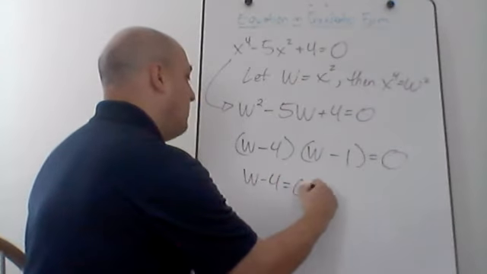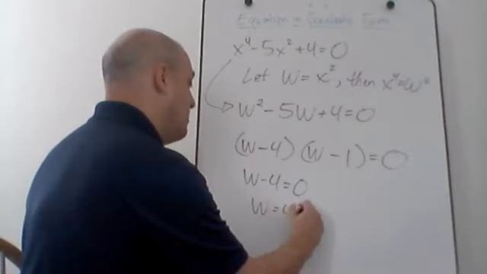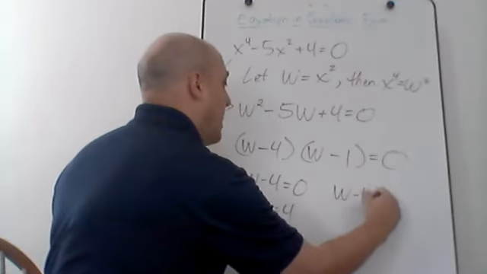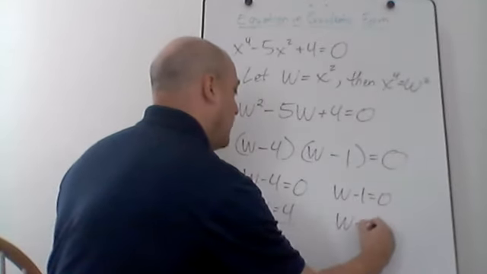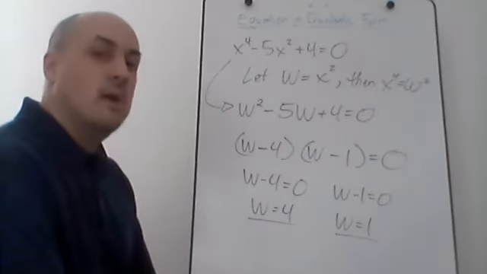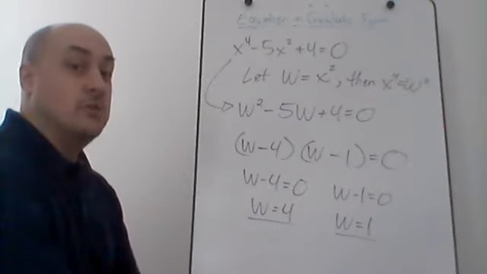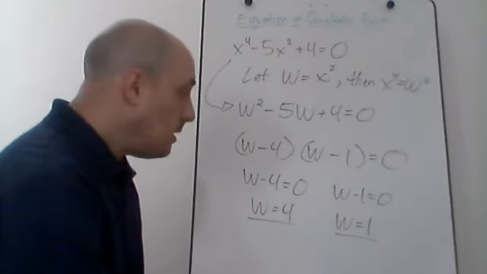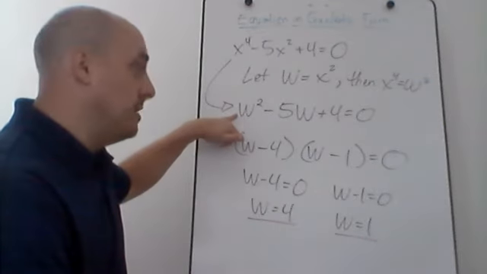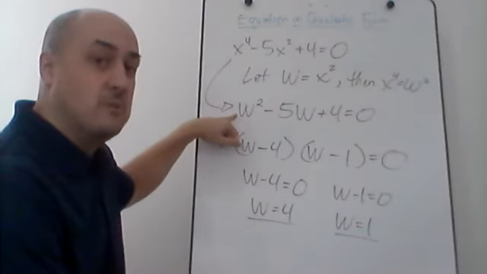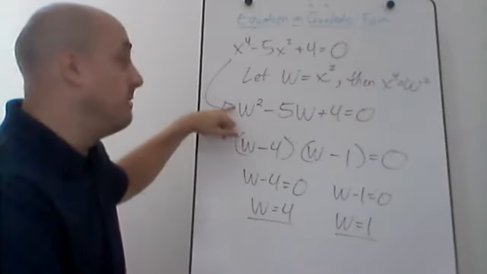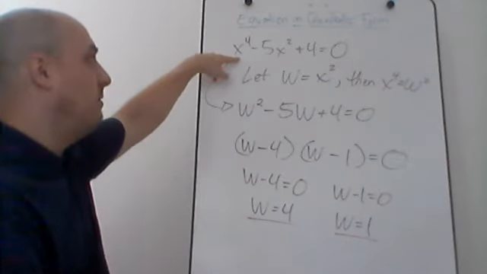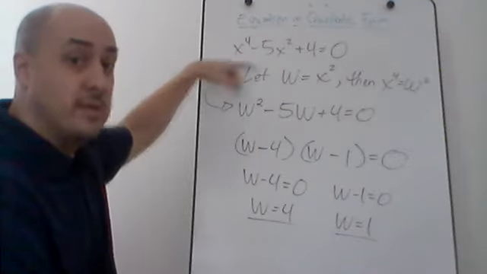Right? So w minus 4 equals 0. When I solve that, I get w equals 4. And I have w minus 1 equals 0. When I solve that, I get w equals positive 1. All right, so there's the two solutions to my quadratic equation. But remember, this quadratic equation here, this w squared minus 5w plus 4, that's not what we were trying to solve, right? We started off trying to solve x to the fourth minus 5x squared plus 4 equals 0.